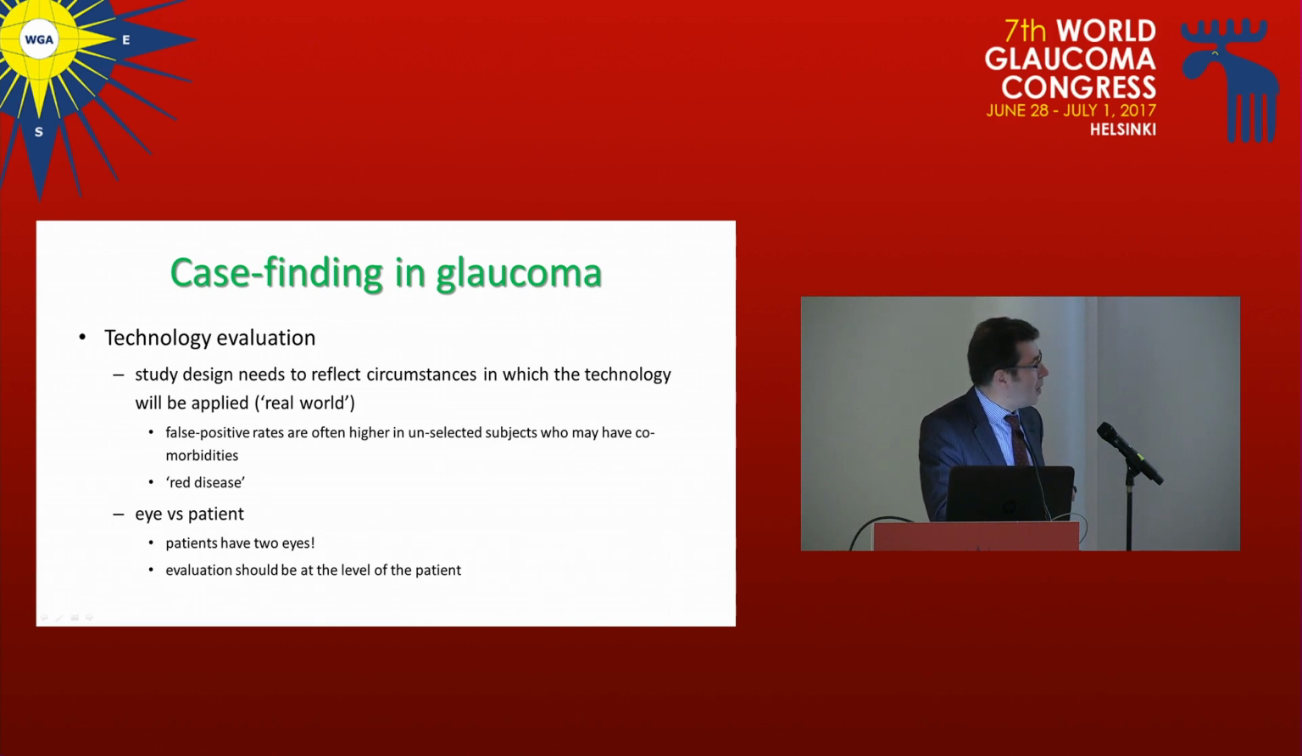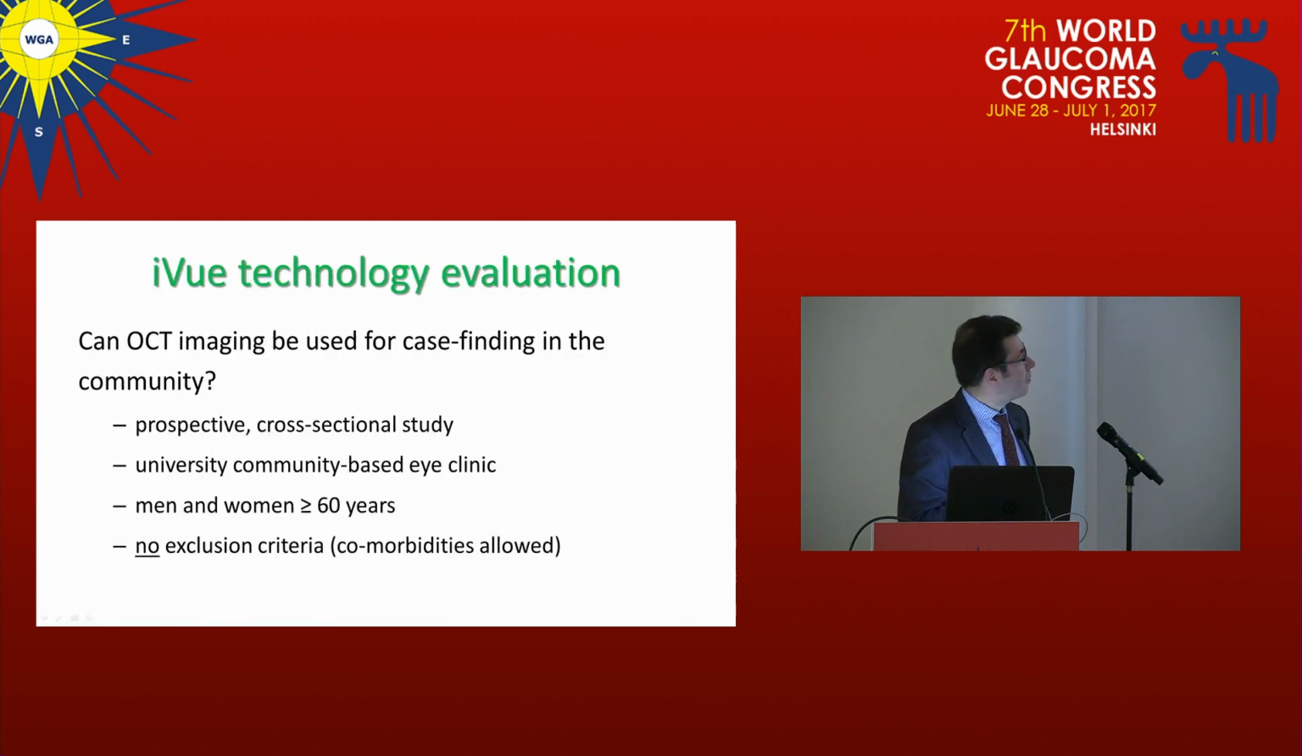We also, in these sorts of studies, need to think about the patient rather than the eye that we're looking at. So we give the diagnostic performance of the device at the level of the patient. So in this particular study, we asked the question, can OCT imaging be used for case finding in the community? It was a prospective cross-sectional study based at a university but community-based eye clinic. We looked at men and women over 60 years, so a relevant population for glaucoma case finding, and there were no exclusion criteria, so we looked at everybody who walked through the door.